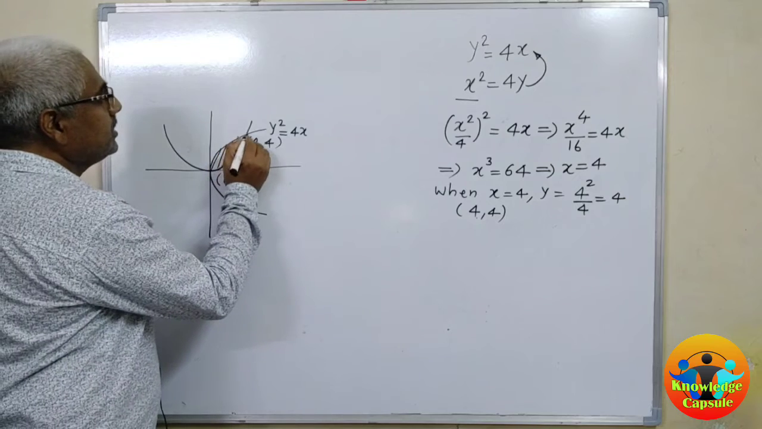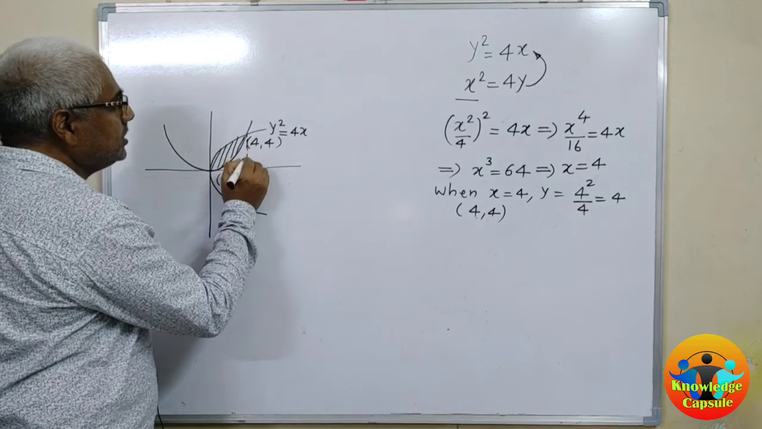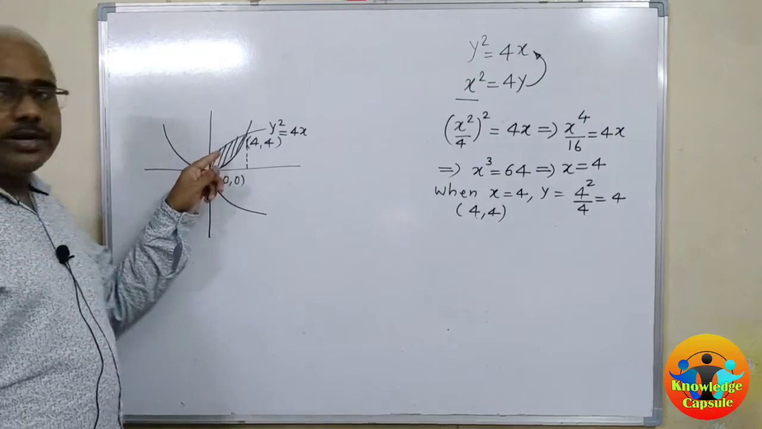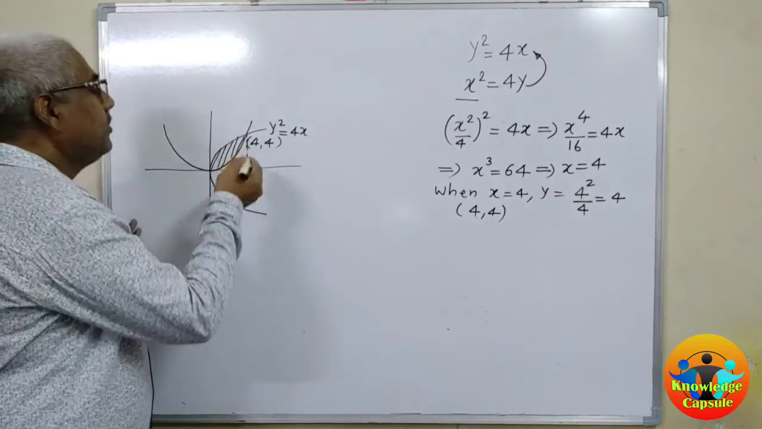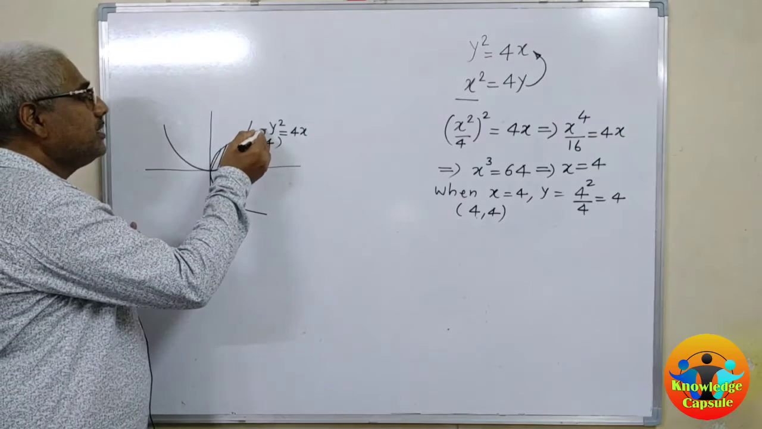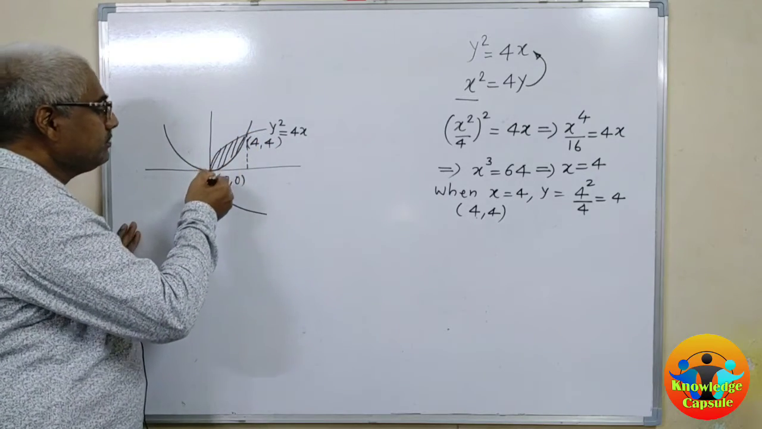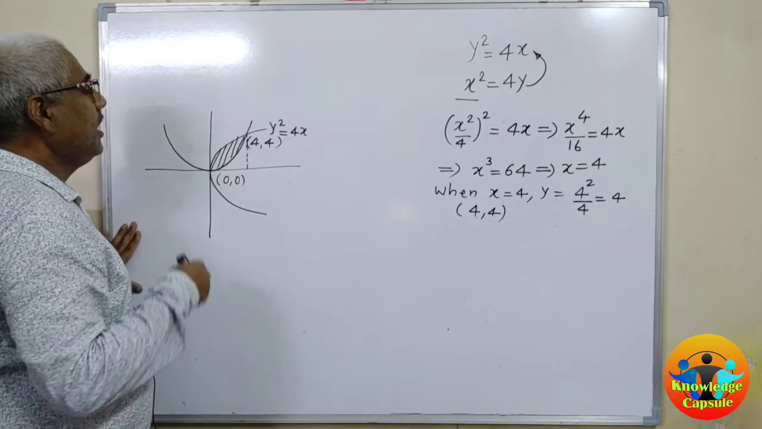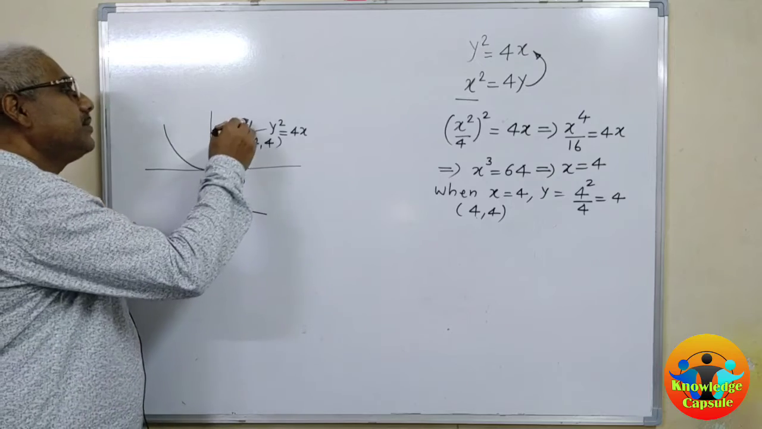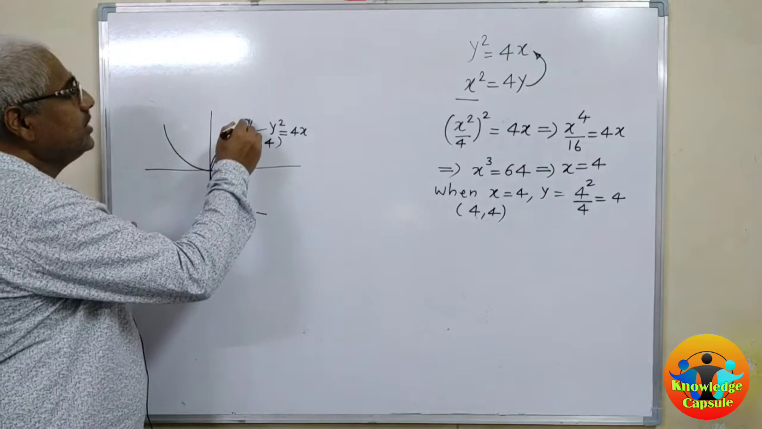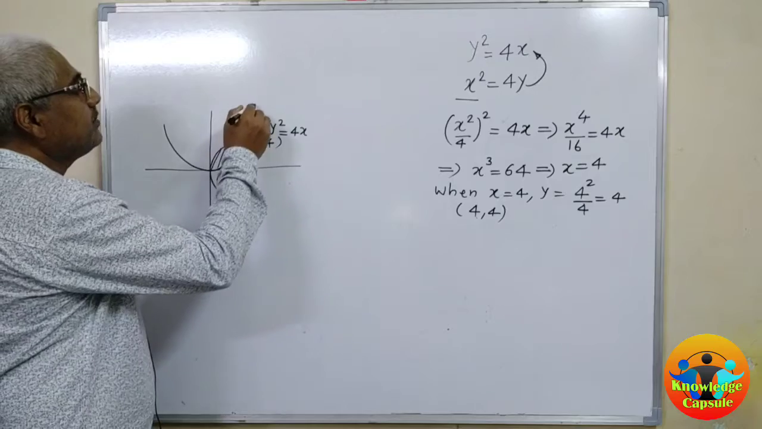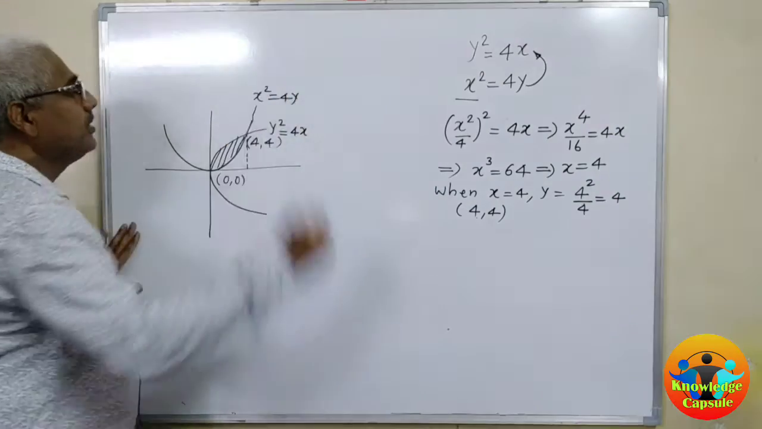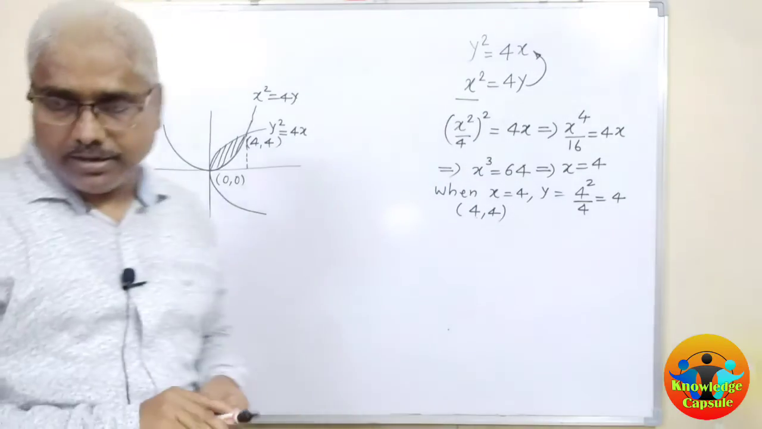For that, let's drop a perpendicular from this point on x-axis. Now to get this bounded area, we have to first find area below this curve, under this curve, that is y square is equal to 4x, and subtract area under this curve. This curve is what? X square is equal to 4y. Then we get the required area.